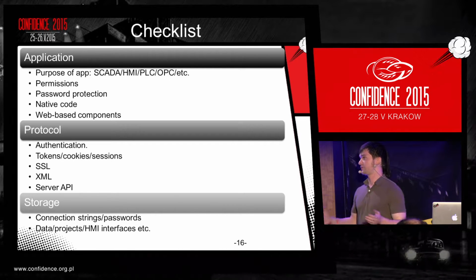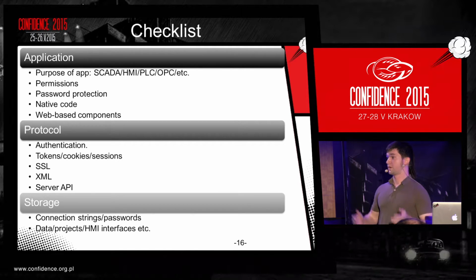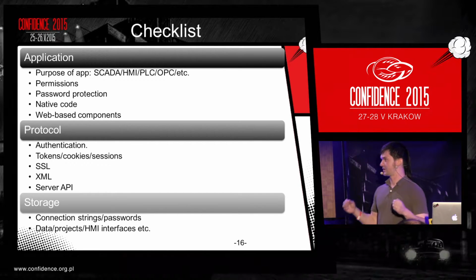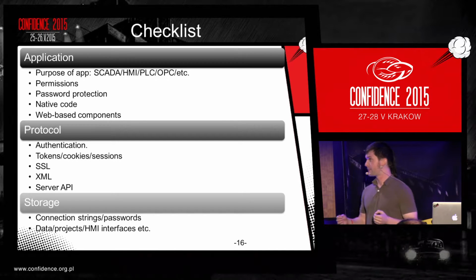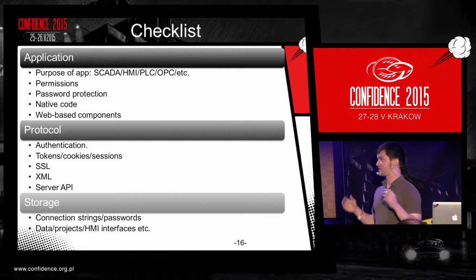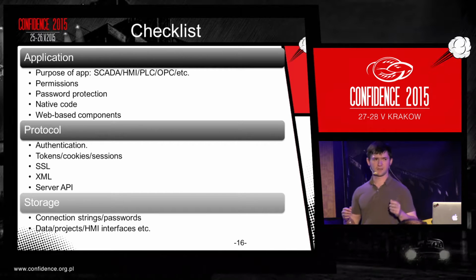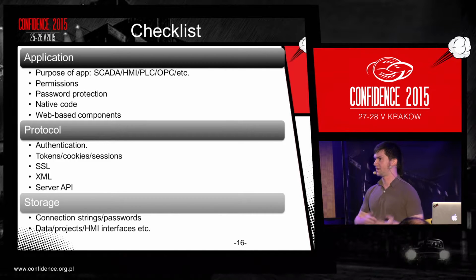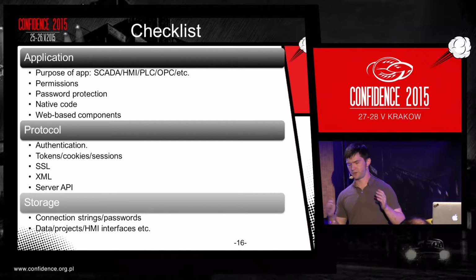Has the application any password protection? So if someone lost his phone or it was stolen and an attacker found it, can he immediately connect to the server and try to do some actions? Has the application any native code? It's obvious that a native code application can have much more problems like buffer overflows, use after free, and many other dangerous vulnerabilities.